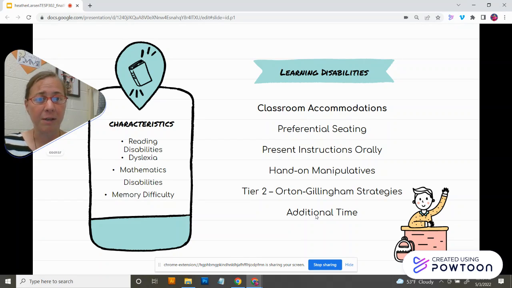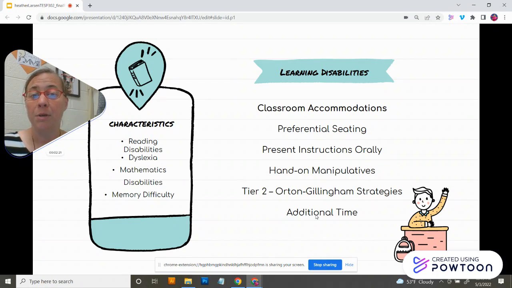These students in my classroom would receive Orton Gillingham approach strategies, especially for those dyslexic students, following Scarborough's rope, following those things that have been taught through the science of reading, which will all aid in helping them bridge the gap they have between their learning disability and where we're trying to get them to reach their goals.